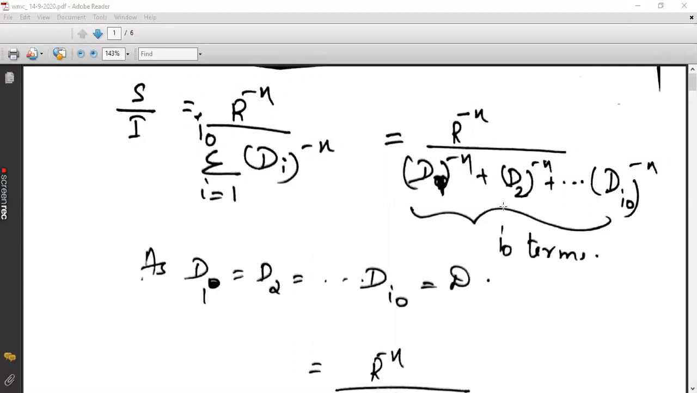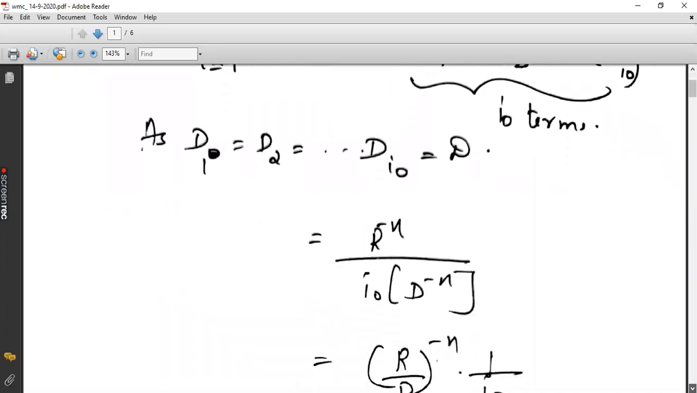So write what is n. n is the exponent, the channel exponent. The value of n depends on the characteristics of the channel that we are focusing on. It depends upon the environment also. If it is urban, it is some factor; if it is rural, it is some other factor. Normally, the value of n will range from 2 to 4.